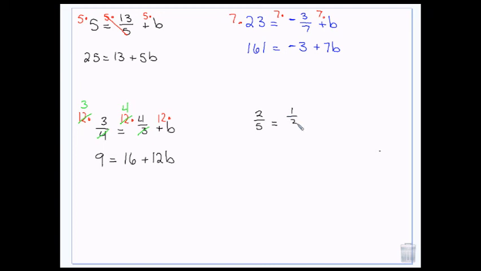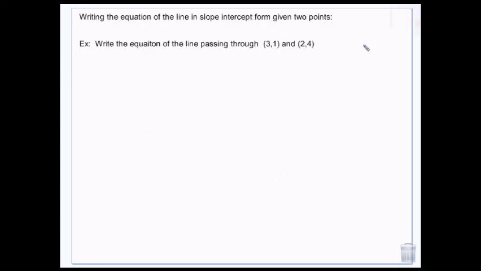2/5 is equal to 1/3 plus b. My common denominator is going to be 15. Five goes into 15 3 times. 3 goes into 15 5 times. So 3 times 2 is 6. 5 times 1 is 5. Okay, so you can get rid of the fractions no matter what if you choose to.